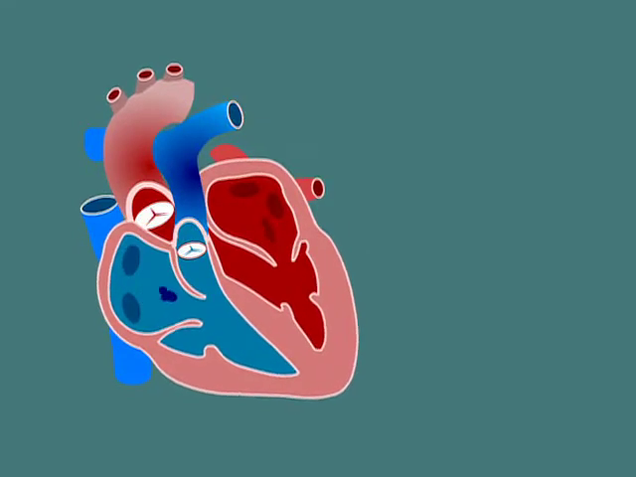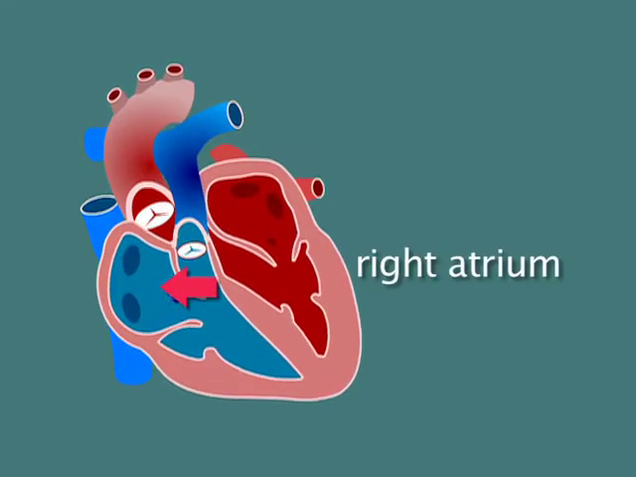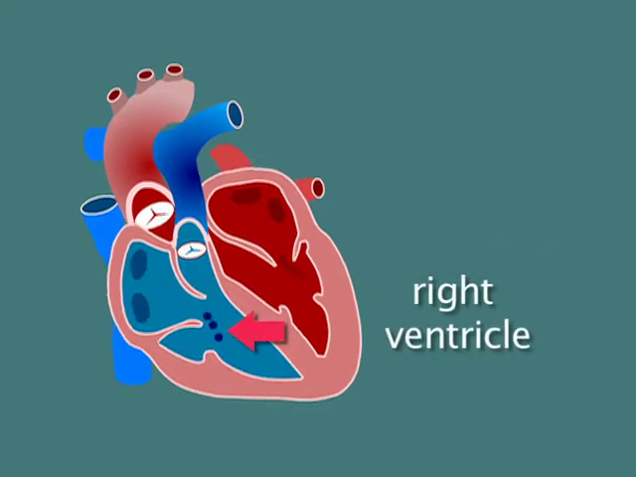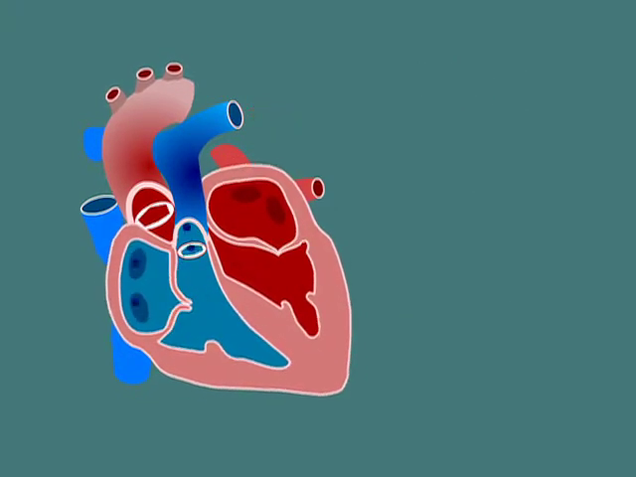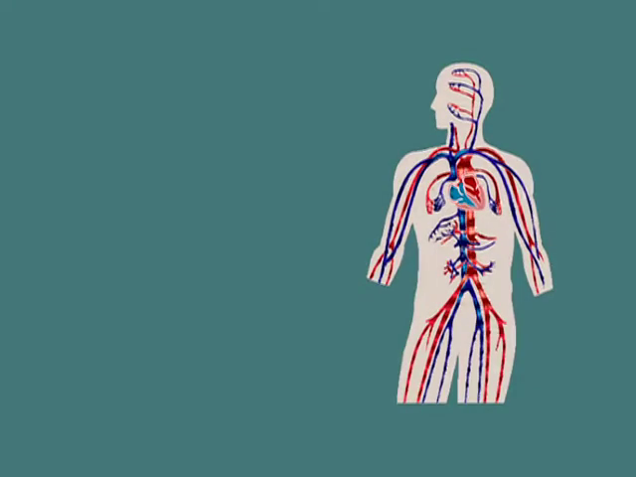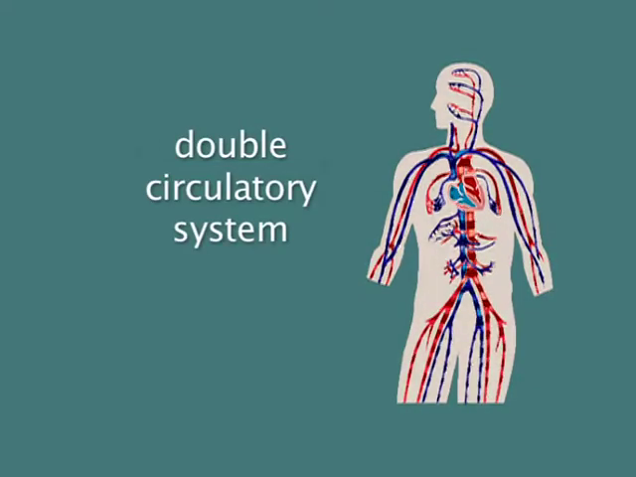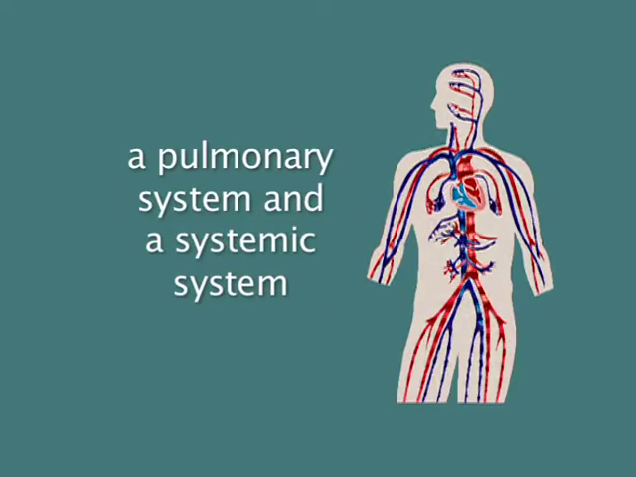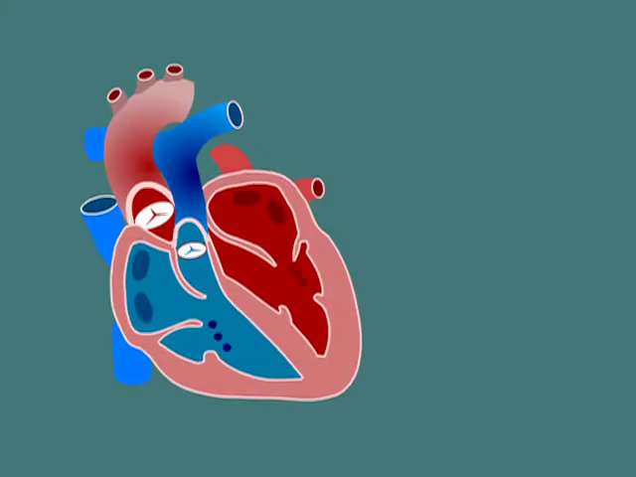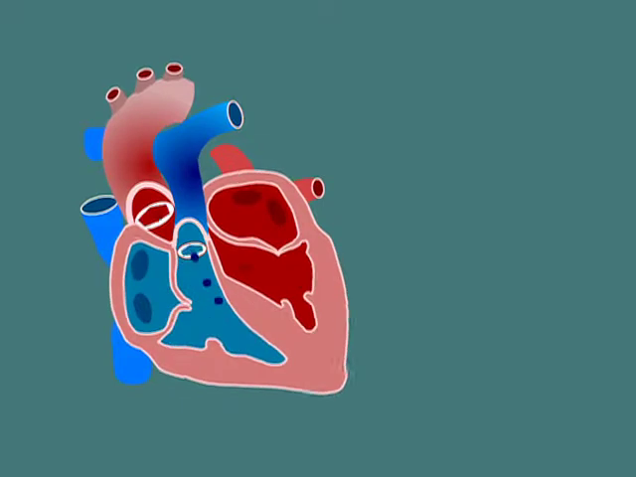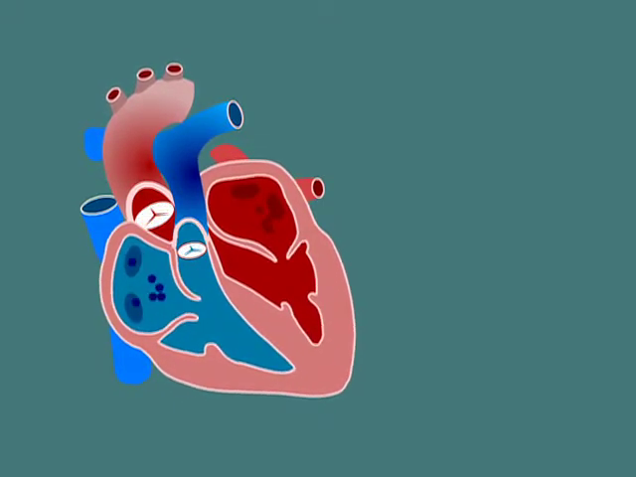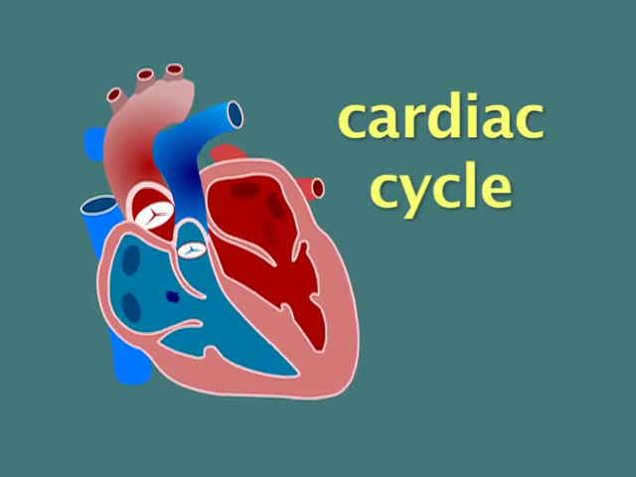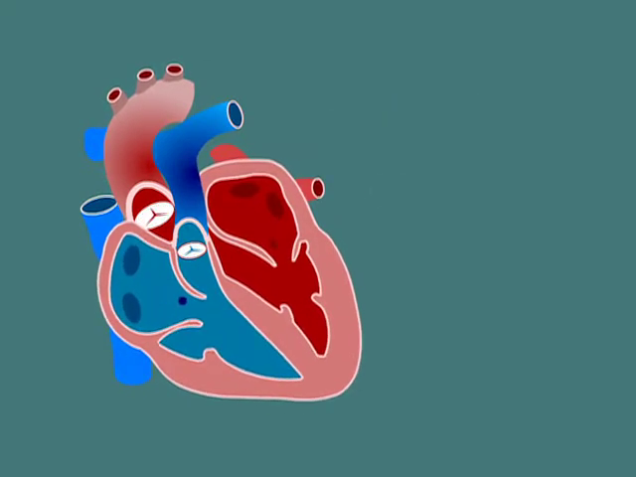The blood from tissues returns to the right atrium of the heart, passes to the right ventricle, and then into the pulmonary arteries to the lungs to be reoxygenated. Mammals have a double circulatory system, a pulmonary system and a systemic system. The heart beats around 70 times a minute, and the sequence of events that make up one beat is called the cardiac cycle. As the atria fill, they are relaxed, or in diastole.